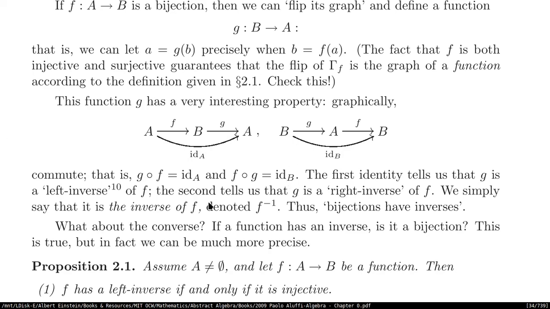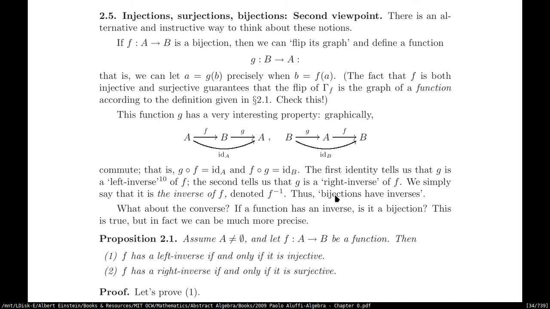And what this means is that g is the inverse of f. If it's both a right inverse and a left inverse, then it's actually the inverse of f, written as f to the -1. And thus we can say that bijections always have inverses. This is not really a strict proof, but you can prove it: every time you have a bijection, you always get the identity in these two ways, and then they are going to have inverses.